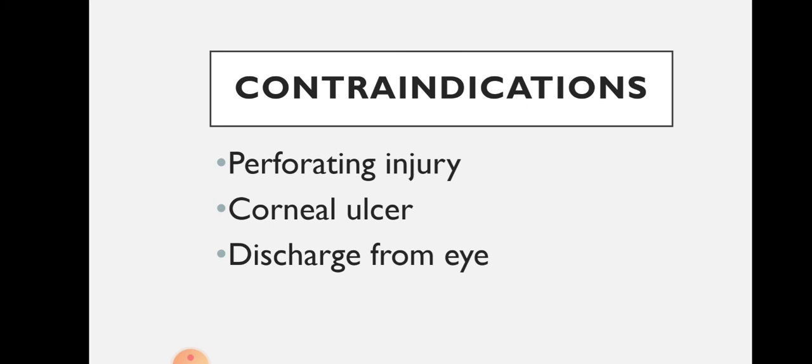Some contraindications are: if the person has a perforating injury, then we will not perform an A scan on that patient. If the person has a severe corneal ulcer, or a corneal scar like macular or leukomatous scar, or any type of severe ocular infection, then we will not perform an A scan there. Also if there is discharge, mucopurulent or purulent, then we should not perform a scan. First of all we treat the disease, and after that we will perform the scan. And that's all.